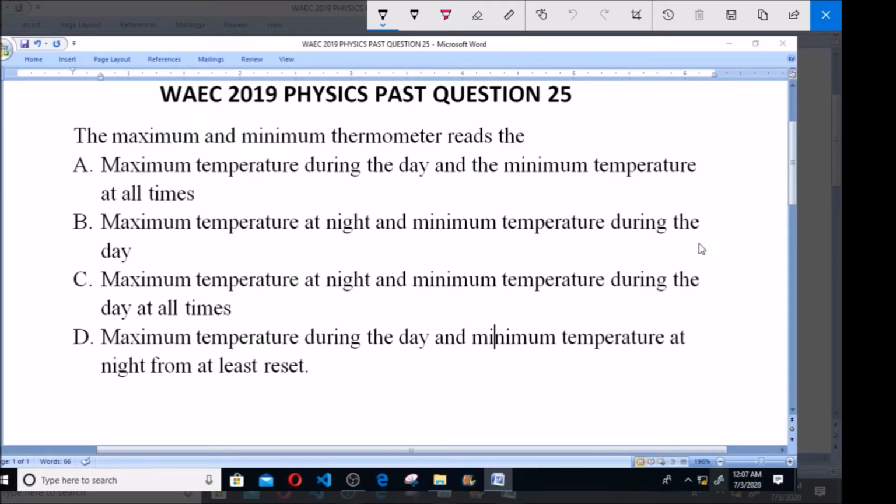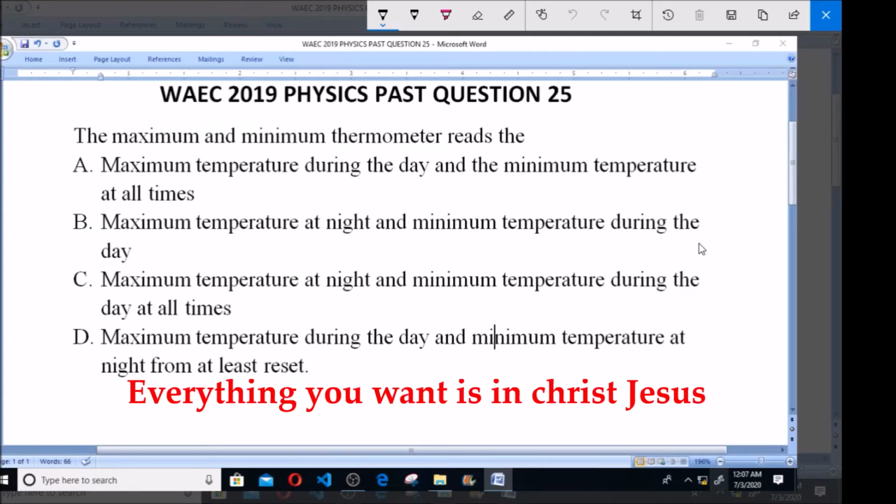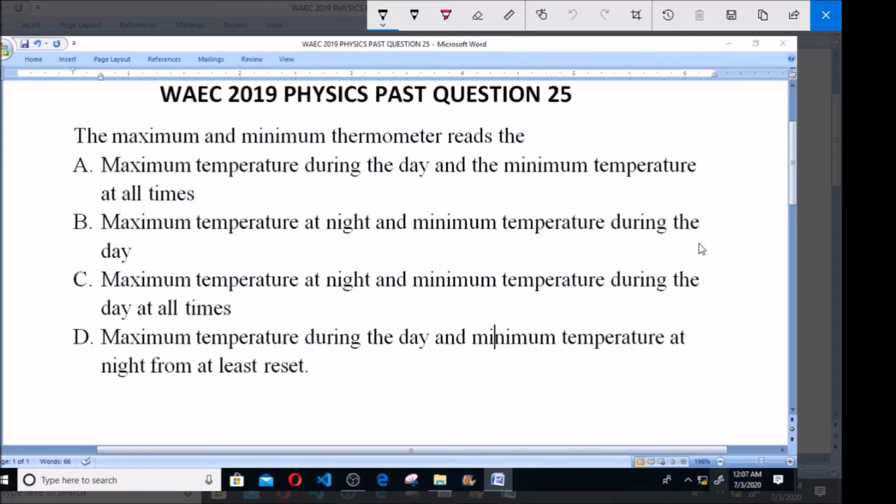Let's look at WAEC 2019 physics past question number 25. The maximum and minimum thermometer reads: A. Maximum temperature during the day and the minimum temperature at all times. B. Maximum temperature at night and minimum temperature during the day. C. Maximum temperature at night and minimum temperature during the day at all times. D. Maximum temperature during the day and minimum temperature at night from the last reset.